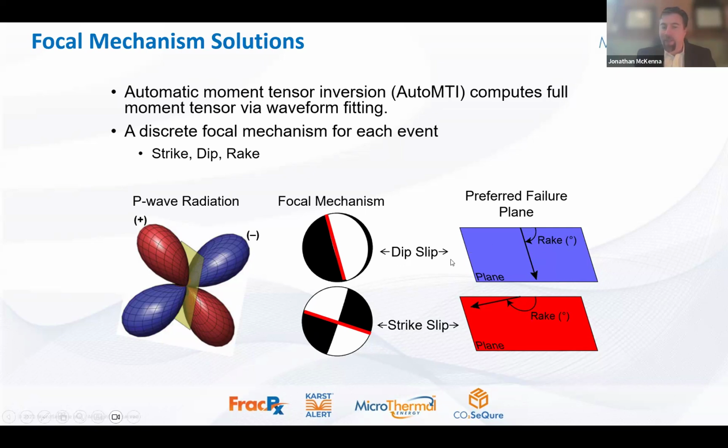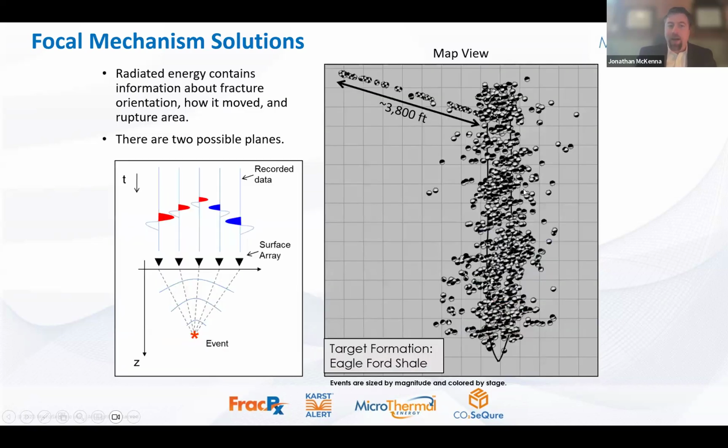And I'm going to be primarily talking about dip slip versus strike slip mechanisms. The key difference here is the movement along that failure plane, or the rake. And so in the dip slip case, the rake is in the direction of the dip, whereas in a strike slip case, the rake or the movement is in the direction of the strike of the fracture plane.